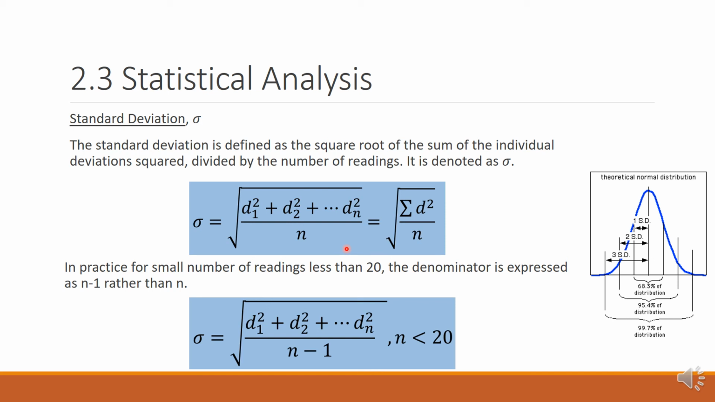Okay, so in your calculation we have 1 sigma, 2 sigma, or 3 sigma of measurement. This is the distribution. Okay, understand? So n is your number of readings. For example, if you have less than 20 readings, the denominator is expressed as n minus 1 rather than n. Please note that if your number of sampling is less than 20, you need to use the denominator as n minus 1.